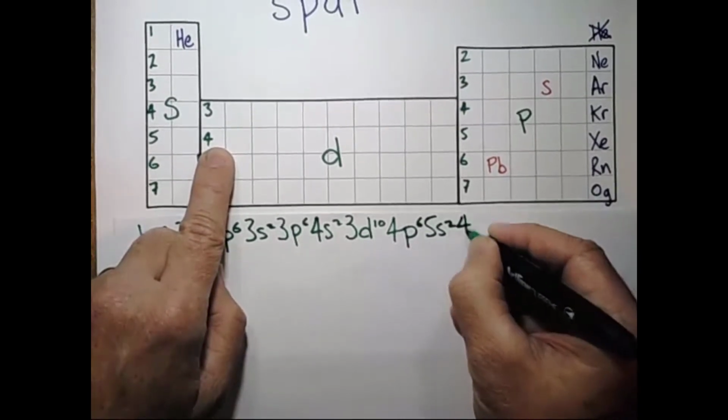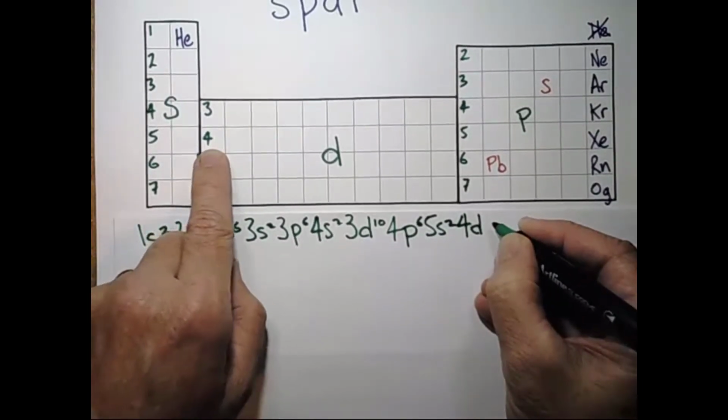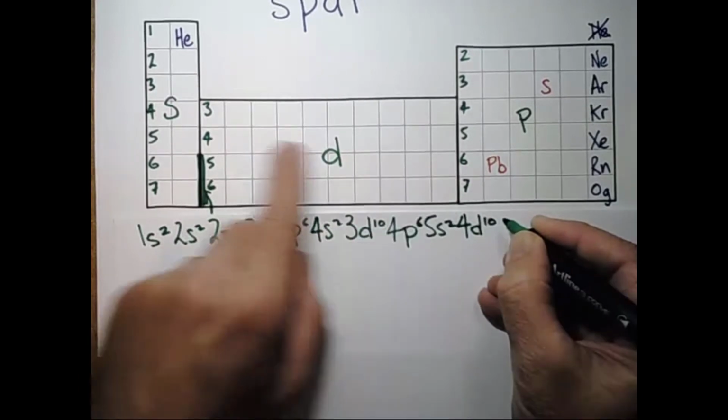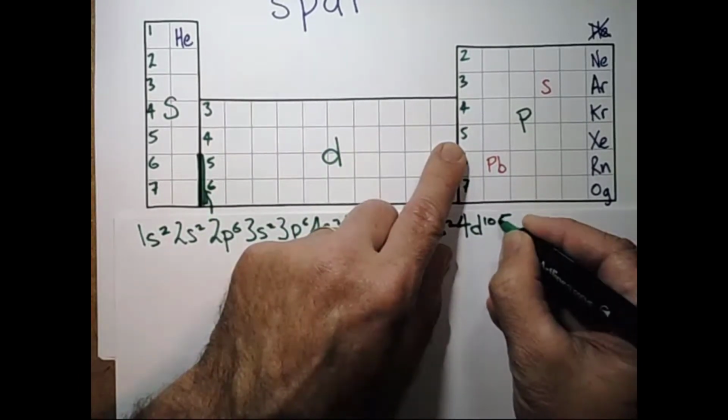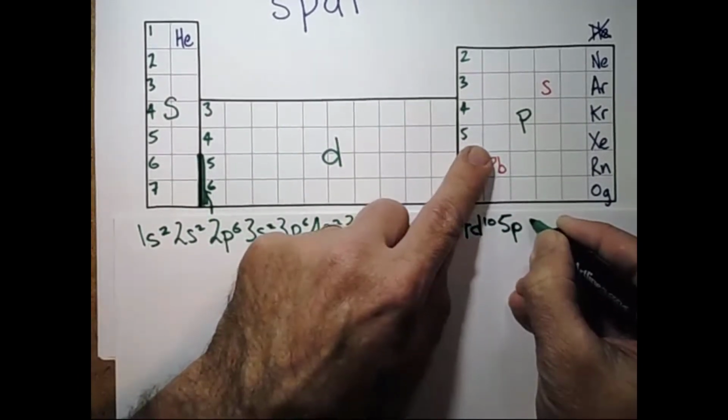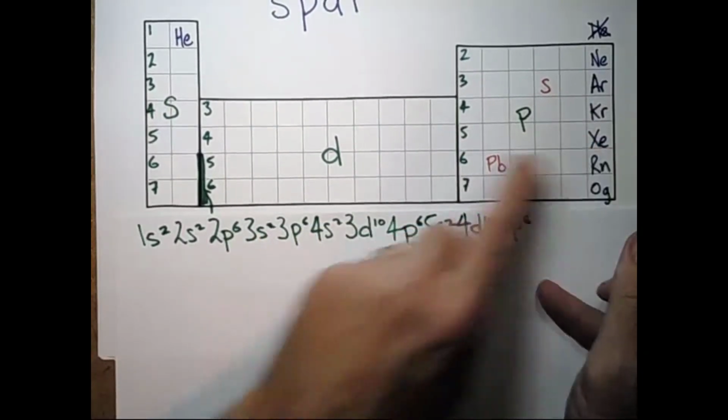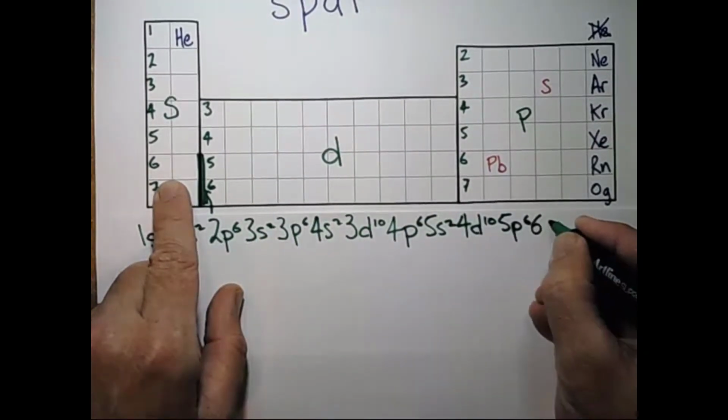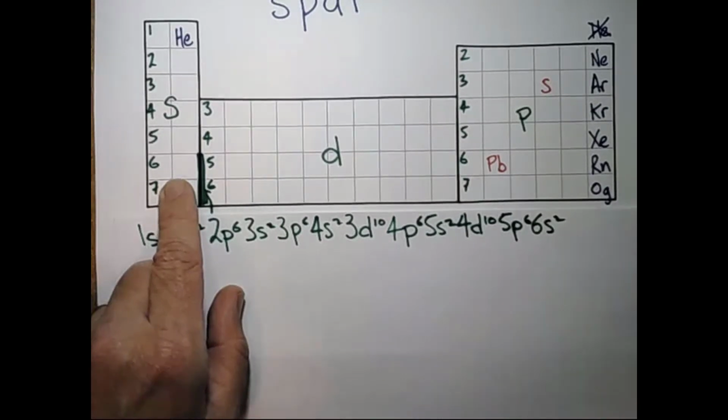Okay, come down to here, we've got 5s2, 4d, let's see, 10 again, and 5p6. Oh, we're getting there. 6s2. Now this is where it gets interesting.